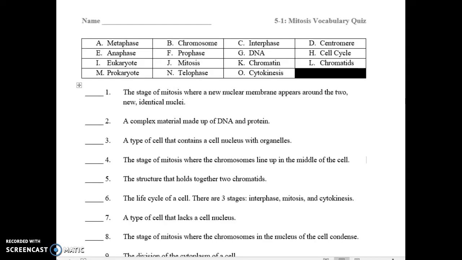Number 5. This is the structure that holds two chromatids together. Number 6. This is the life cycle of a cell. It has 3 stages: interphase, mitosis, and cytokinesis. Those 3 words can help you, hopefully, as you're identifying further words. Number 7. This is a type of cell that does not have or lacks a cell nucleus.